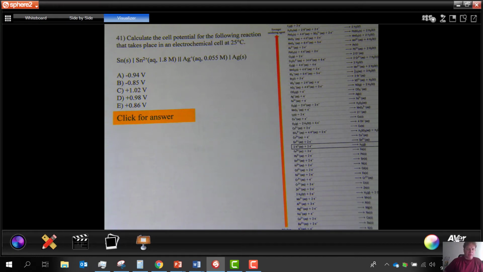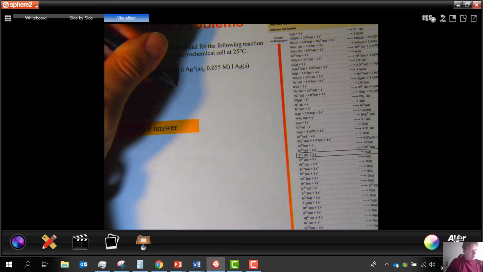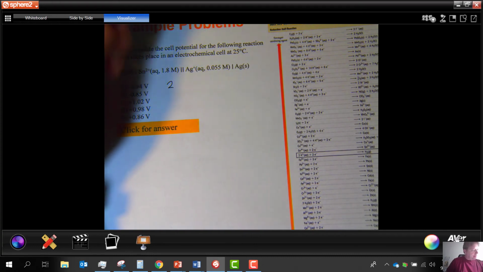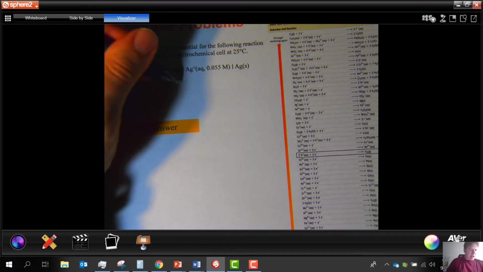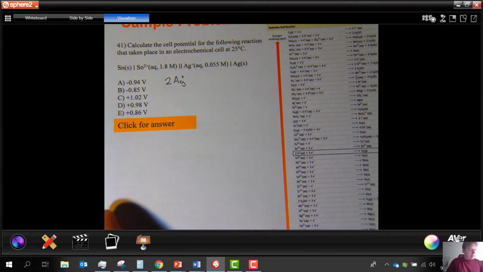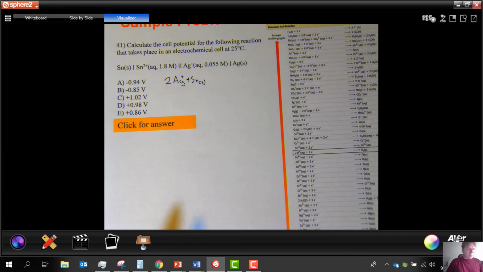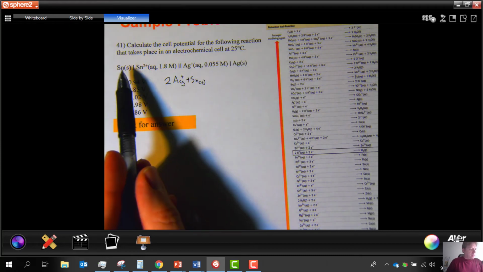Okay, so the question says, calculate the cell potential for the following reaction that takes place in an electrochemical cell at 25 degrees Celsius. So we're given the cell notation here. First thing I want to do is write this as a chemical reaction. So we have the anode and we have the cathode. What happens at the cathode is the ions are reacting. The electrode is reacting at the anode. Okay, so ions reacting at the cathode, electrode reacting at the anode.